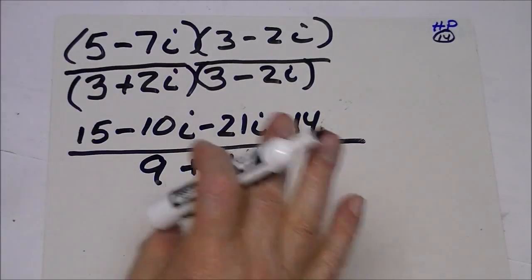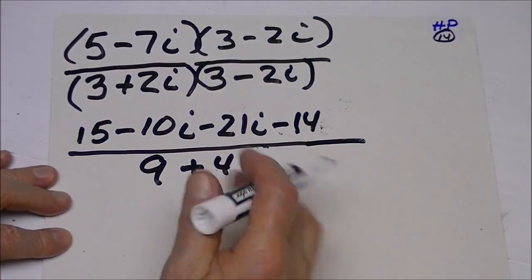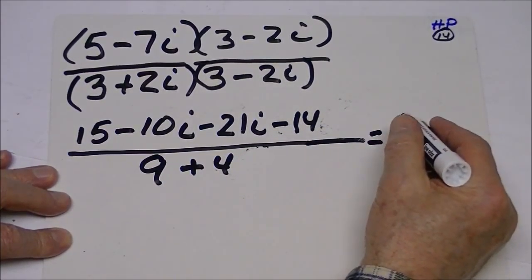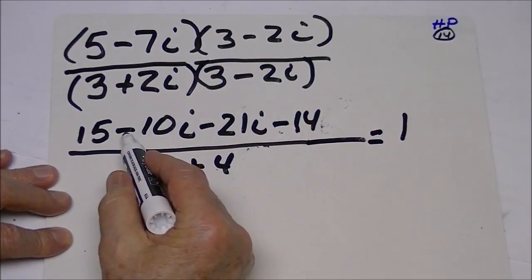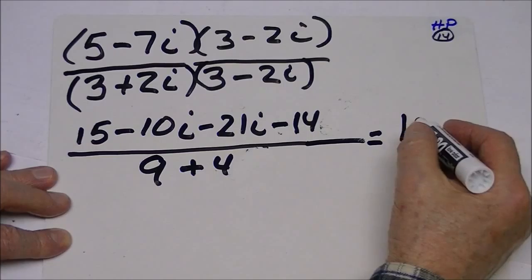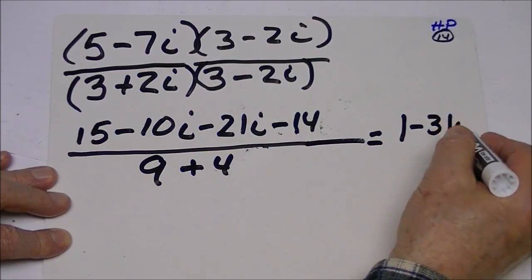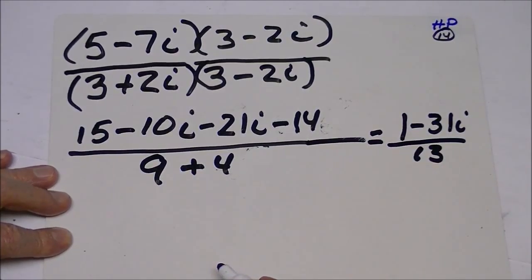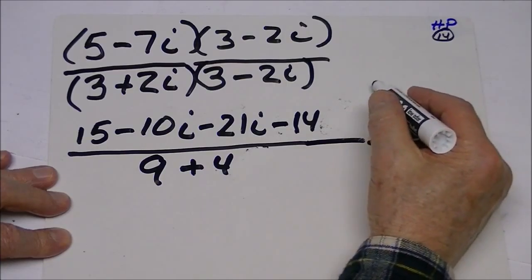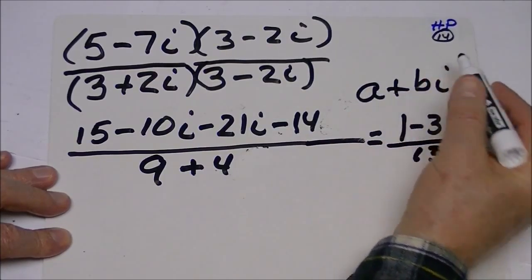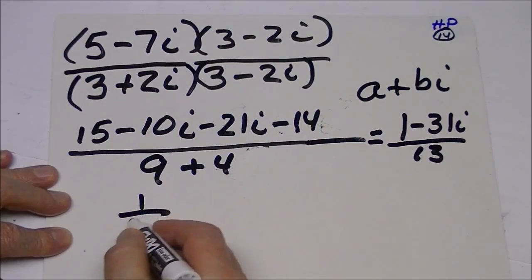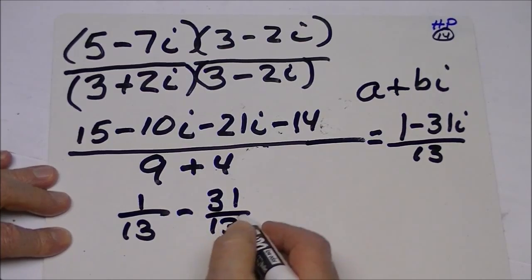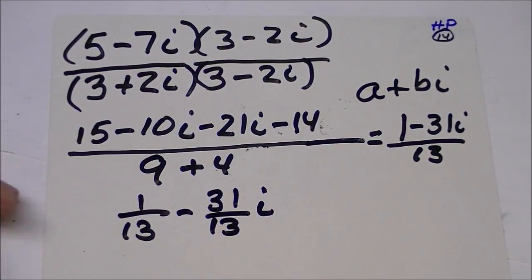Okay, so it's much easier now. We have a 15 and a negative 14. That's going to give me a positive 1, and a negative 10i and a negative 21i, a negative 31i, all over 13. But that's not in standard form, which is, again, a plus bi. So it'll be 1 over 13 minus 31 over 13i. And there's my answer.